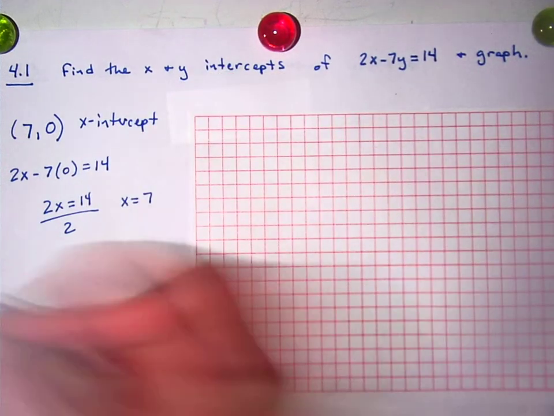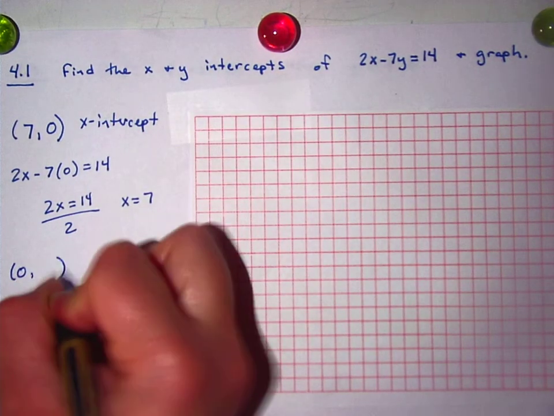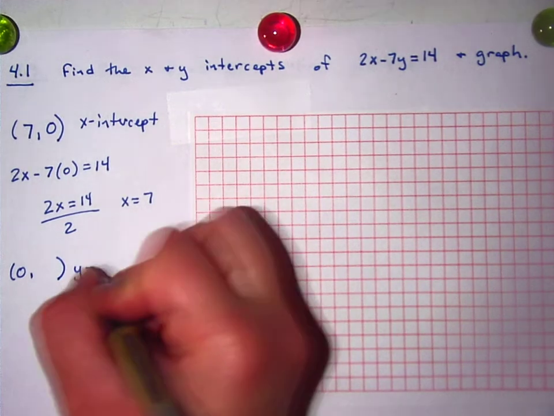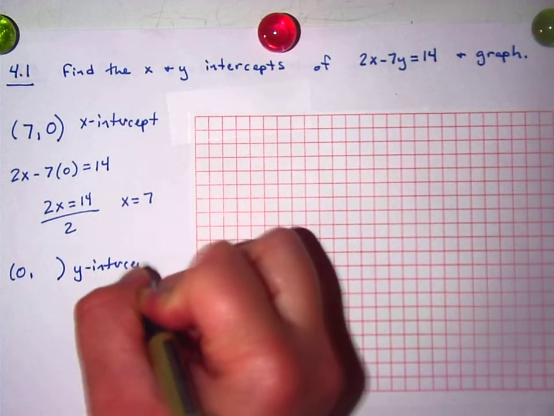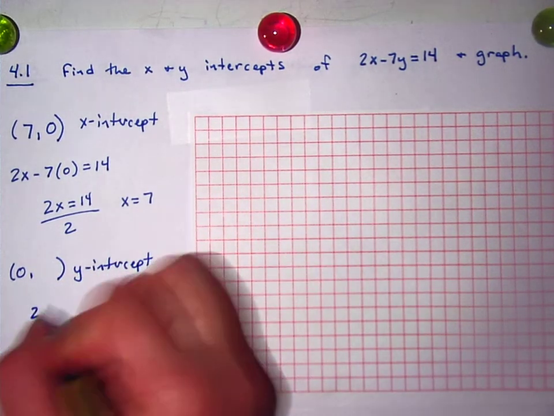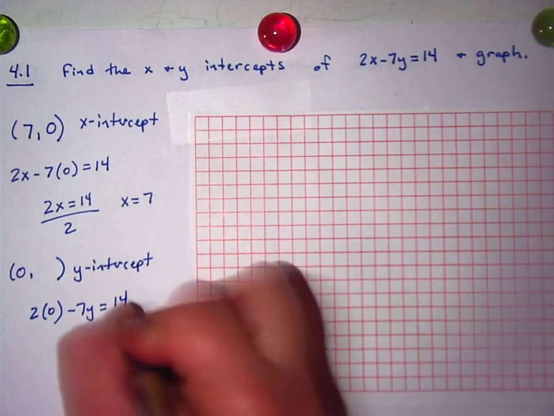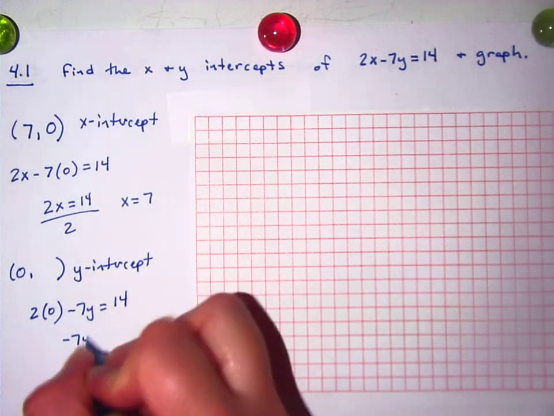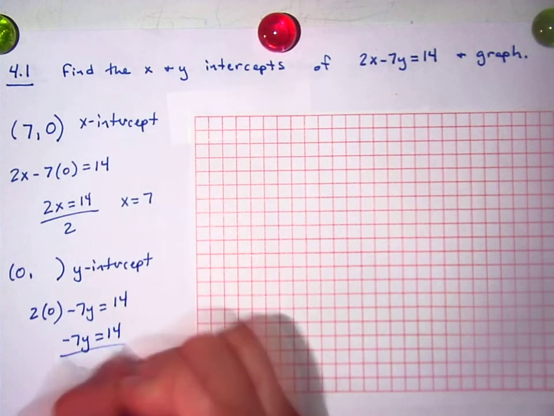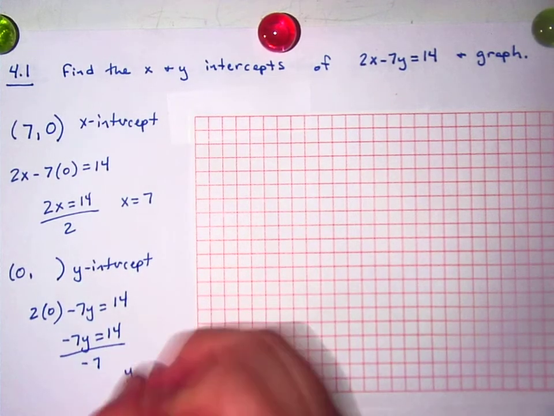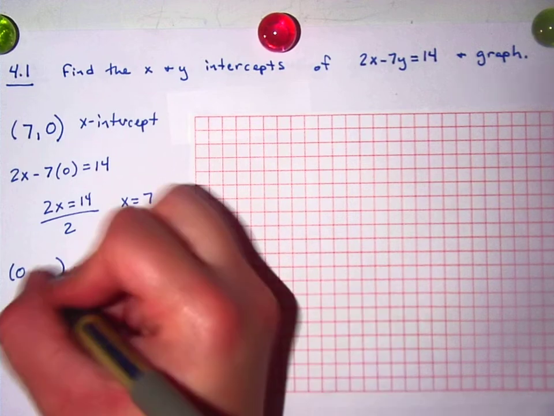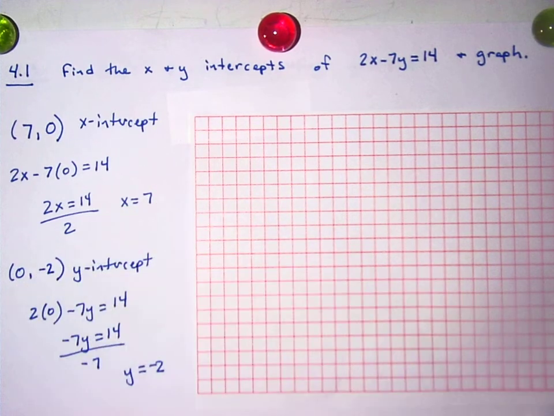To find the y-intercept, I'm going to plug in 0 for x, the opposite one. That's 2 times 0 minus 7y equals 14. 2 times 0 is 0, so it's negative 7y equals 14. Divide by negative 7 on both sides, so y equals negative 2. So that is 0, negative 2 for the y-intercept.